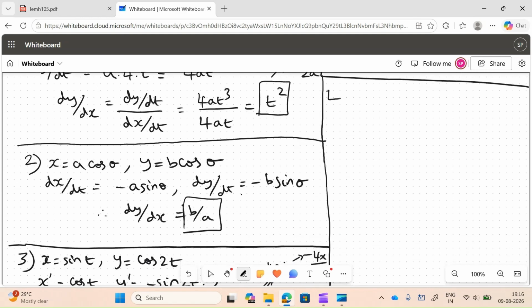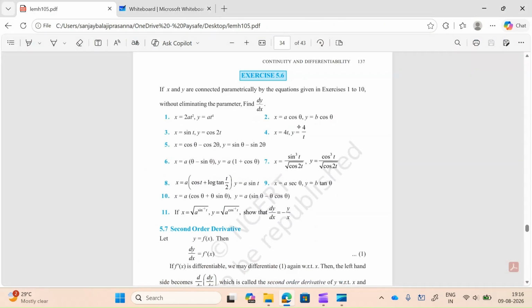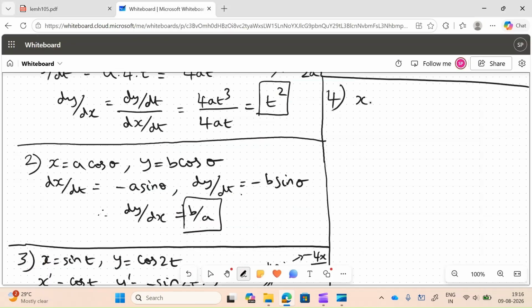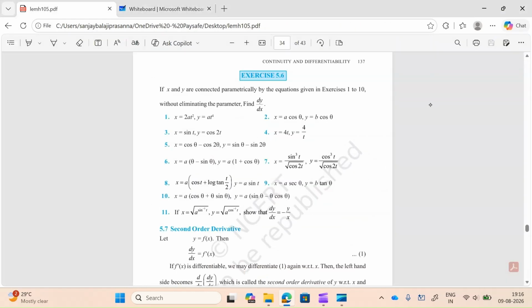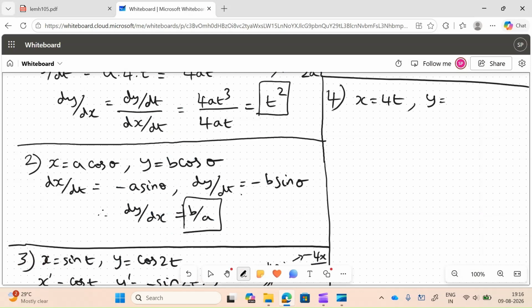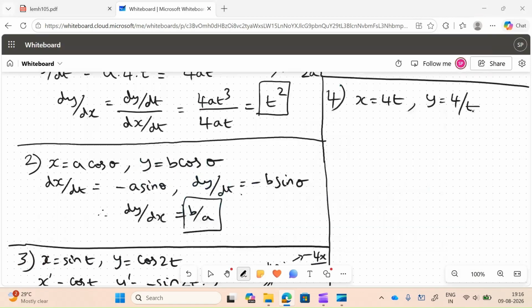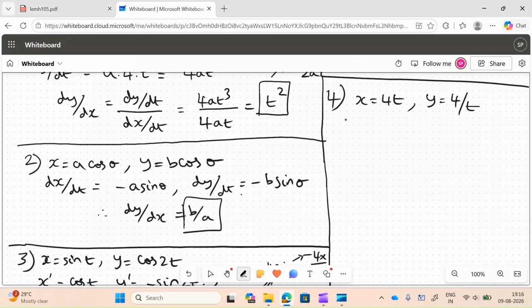Fourth one. x equal to 4t. See, in this exercise there's nothing too complicated at all, just simple differentiation only. x equal to 4t, y equal to 4 by t. Now what is x dash? 4. y dash is nothing but, what is 1 by t differentiation? Minus 1 by t square.